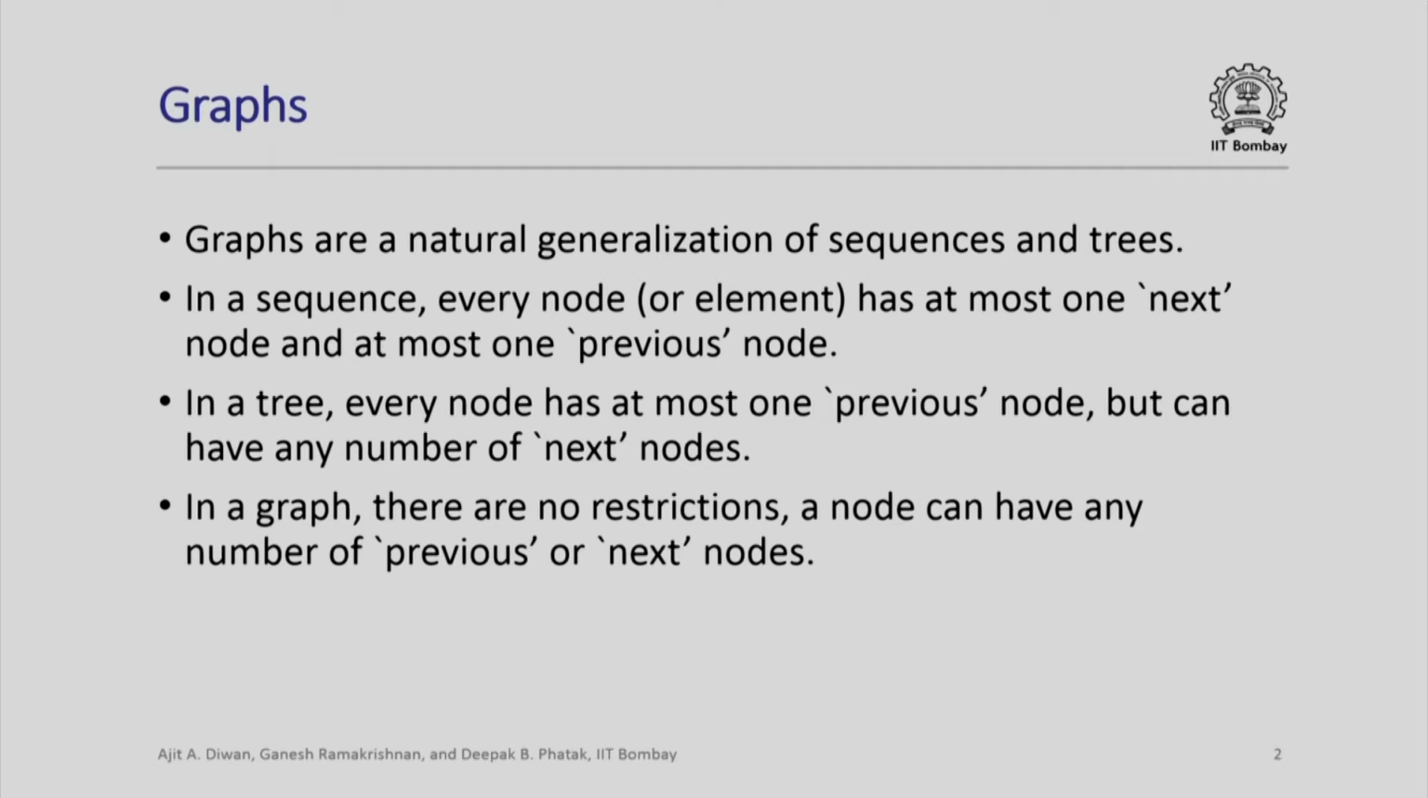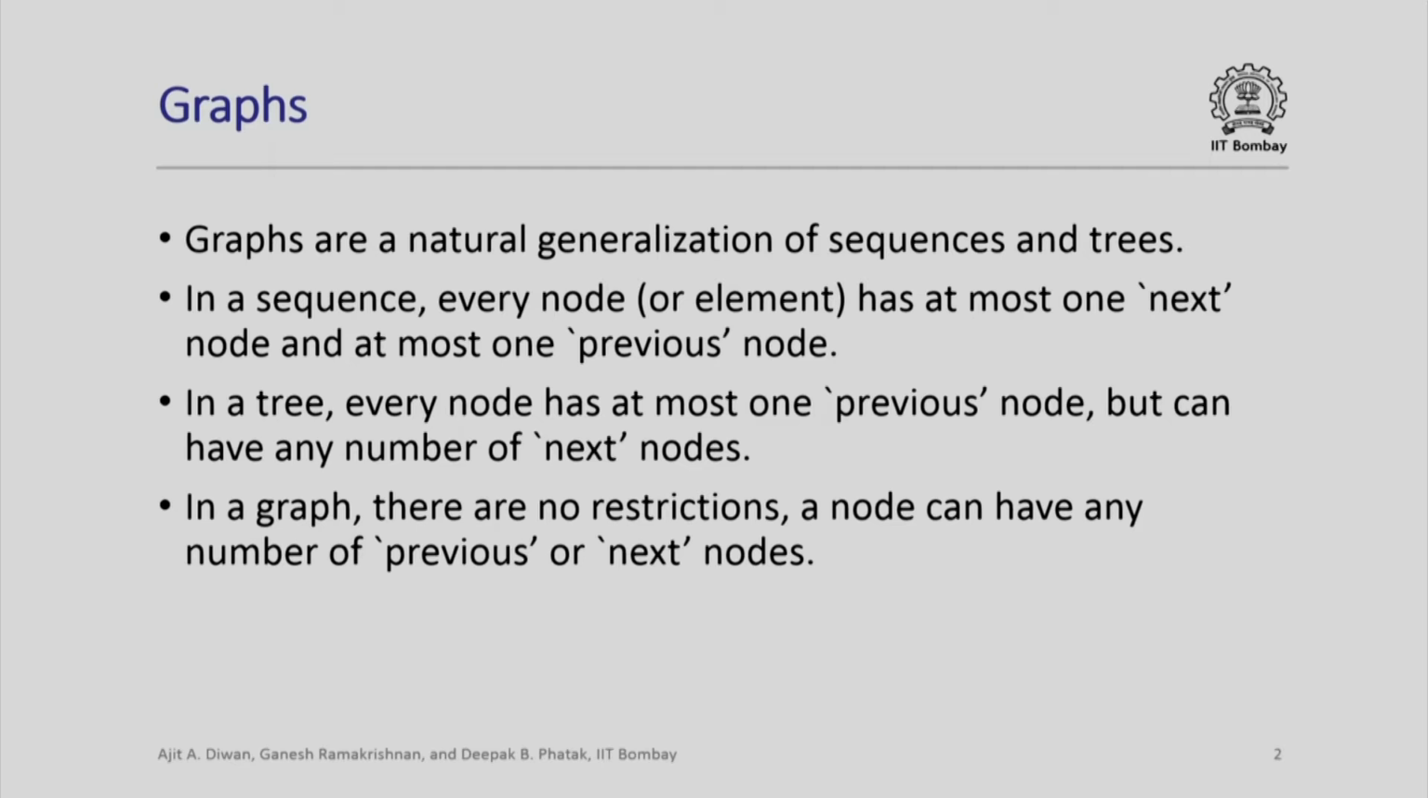So, as you have seen, in a sequence every node or element has at most one next node and at most one previous node. The first node does not have a previous node, and the last element does not have a next element. Otherwise, every element has one previous element and one next element.